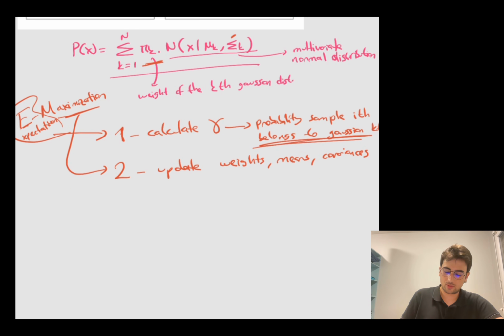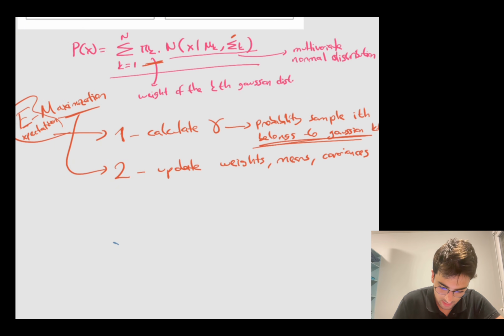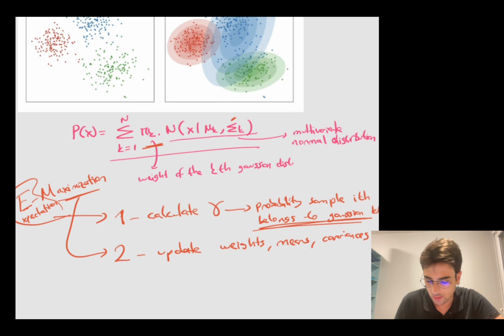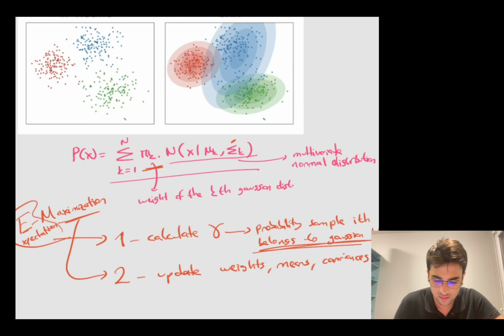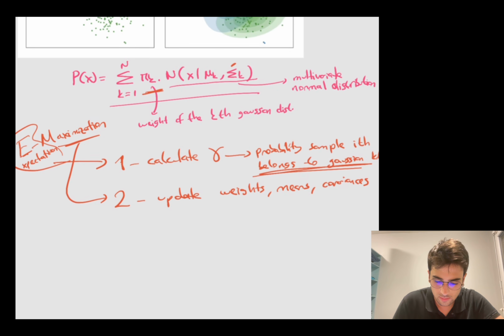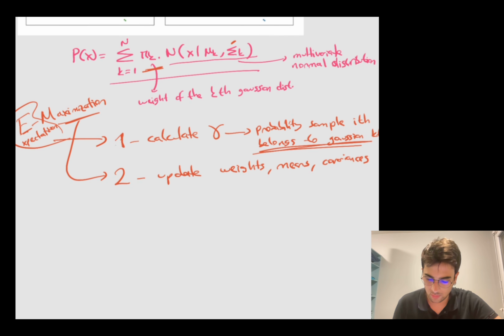How do you do that? Let's quickly look at the formulas, very quickly, guys. You continue these two steps until the first one doesn't change much. You calculate the gamma, the probability that sample ith belongs to Gaussian kth. So each data point belongs to, let's say, the green one, another data point belongs to the blue one, another to the red one, but it doesn't change much after a while. Then it means it converged, so you don't update anymore.